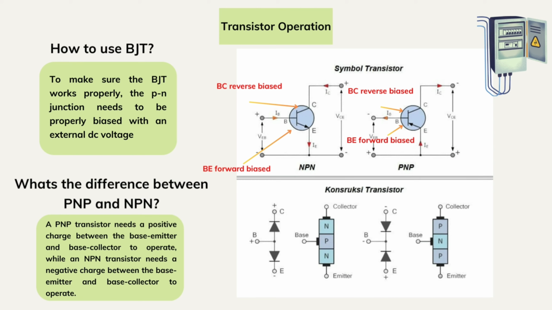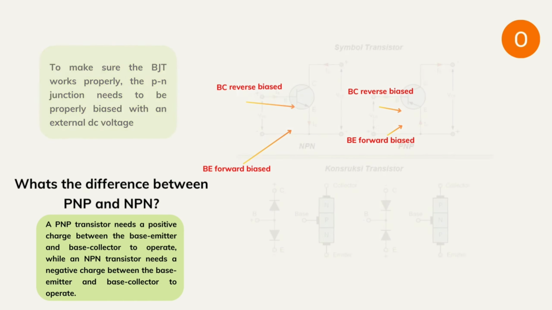Do you know the difference between PNP and NPN? The difference is that a PNP transistor needs a positive charge between the base-emitter junction BE and base-collector junction BC to operate, while the NPN needs a negative charge between the base-emitter junction BE and base-collector junction BC to operate. Actually, NPN and PNP have a similar working principle, but the current direction and voltage polarity are different.